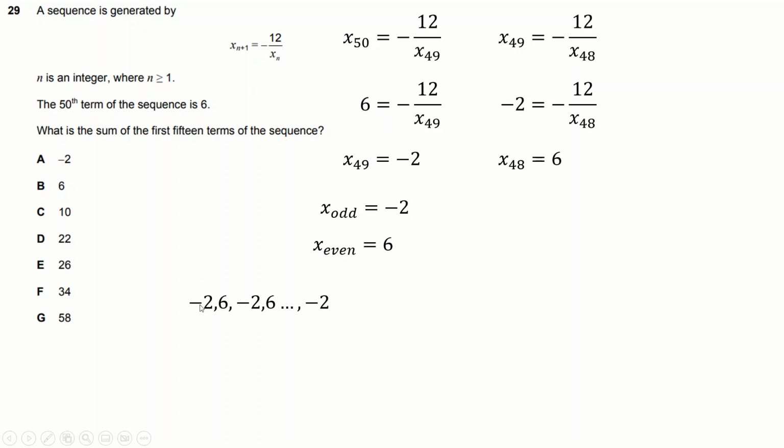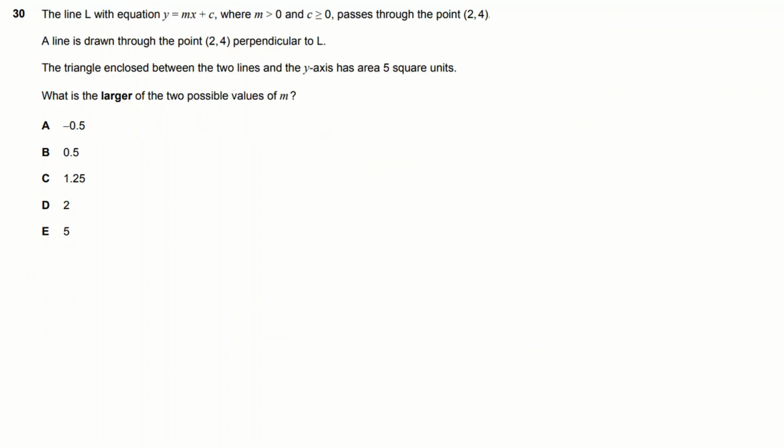Well, we can just pair them up, right? If we pair up the first two and add them, we get 4. Pair up the next two and add them, we get 4. We're going to end up with 7 pairs of 4, because that will take us to the 14th term. And then just a random minus 2 at the end. So 7 times 4 is 28, with the minus 2 at the end gives us 26, it's our sum. Good, almost halfway I think.